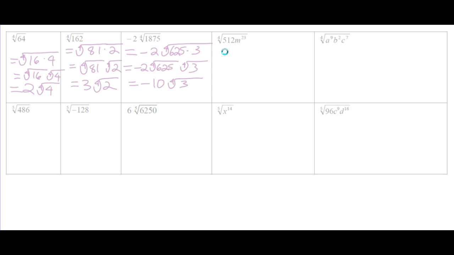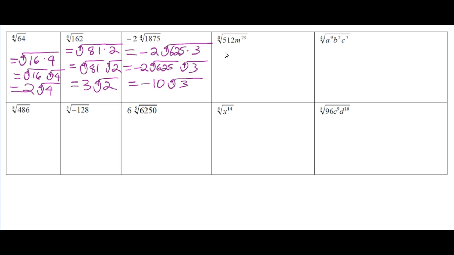256, right? 4 to the 4th? Decide whether or not you were correct in your assumption that if I can do these, then I can do that. Okay, what did we have? What was it? 256? M to the 20th, and then 2m cubed, right? That's correct.